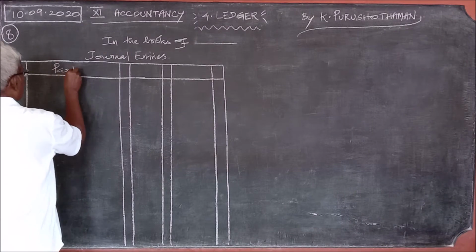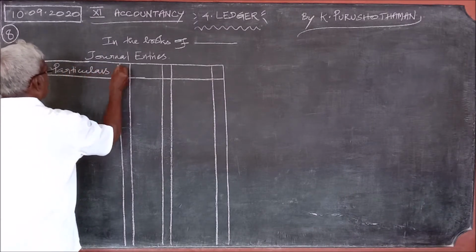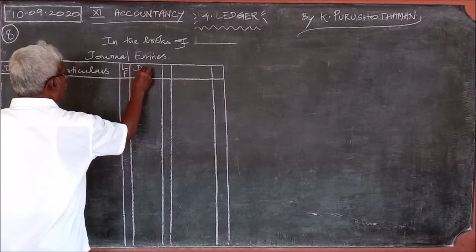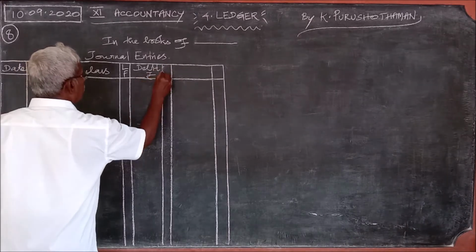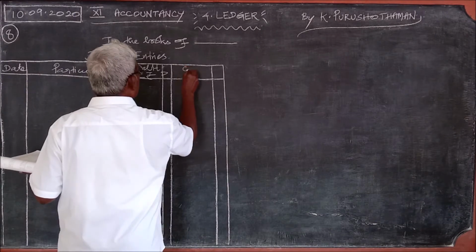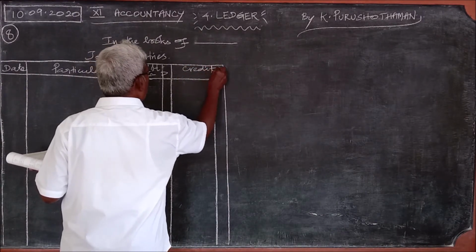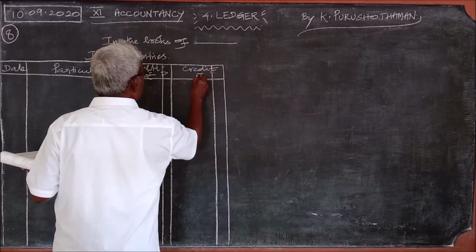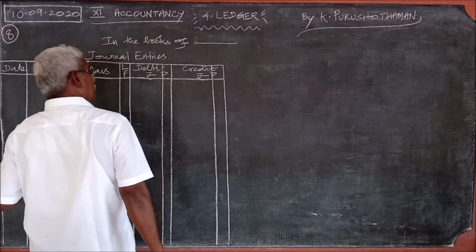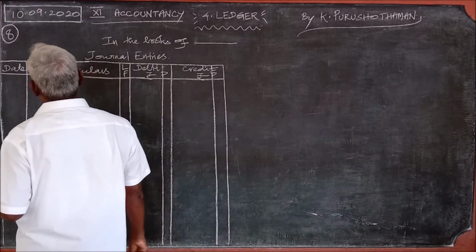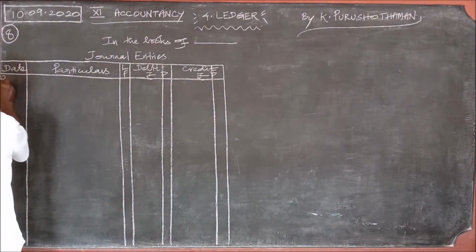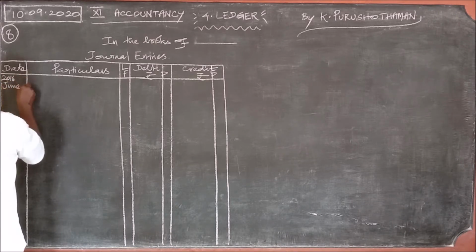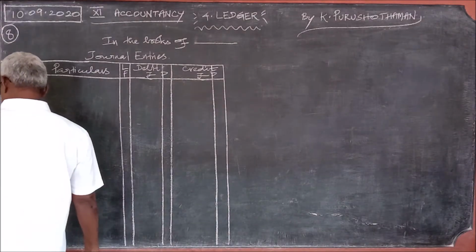Date, particulars, ledger folio, debit, ₹5 and credit ₹5. Okay. What, 2016 June 1st. What is the first journal entry?